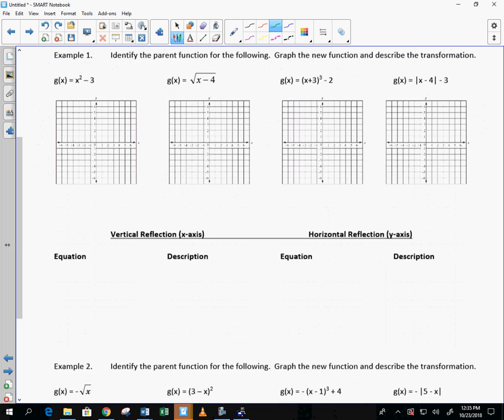Let's do these 4. These should be a piece of cake, upside down, something you've seen before. I draw the parent function. What is the parent function? What does the shape look like? Parabola. So you draw the parent function. Then I'm going to draw the function with the transformation. Is the minus 3 on the inside or outside? It's on the outside. So is it going to affect it vertically or horizontally? Vertically. So it's going to shift it 3 units down.